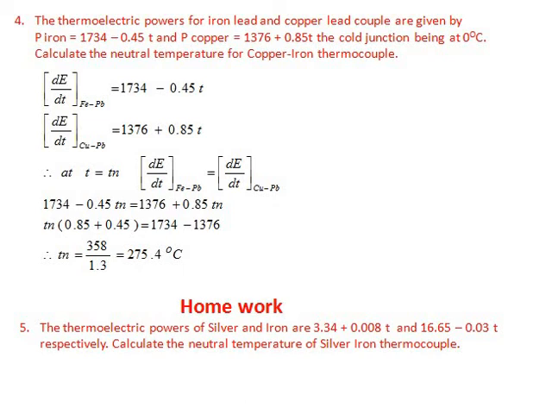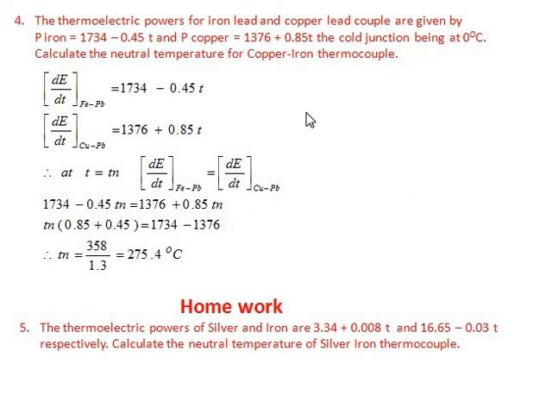The thermoelectric powers for iron-lead and copper-lead couples are given by P iron is equal to 1734 minus 0.45 T, and P copper is equal to 1376 plus 0.85 T, the cold junction being at 0 degree Celsius. Calculate the neutral temperature for the copper-iron thermocouple. Okay, so we are using here the thermoelectric diagram, the theory part.